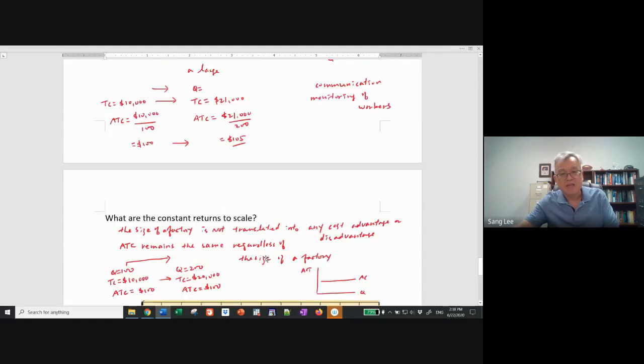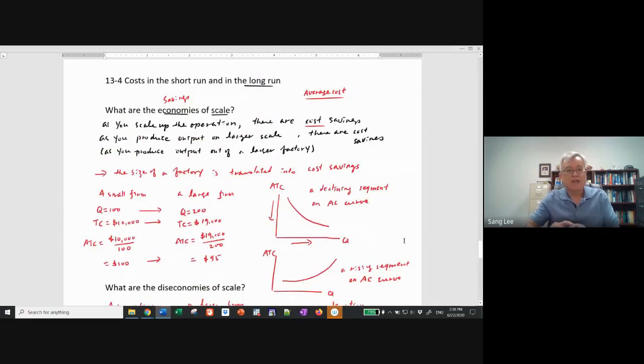Now here, among these three different scenarios, what we are really interested in is what? Economies of scale. Okay, by operating at a larger scale, we can achieve some cost savings. We can produce each unit at a lower average cost.